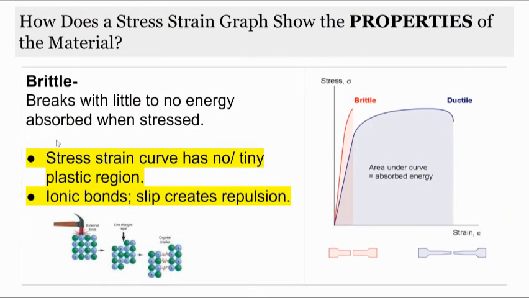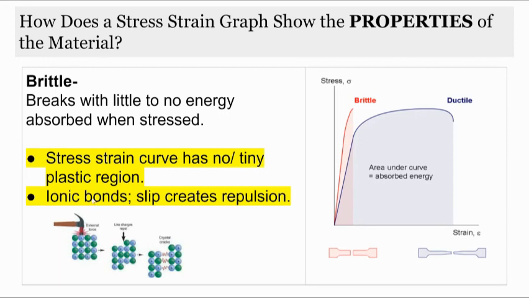All right, let's examine a couple more properties. How does a stress strain graph show brittleness? If we remember from previous classes, we define brittle as being able to break with little to no energy absorbed when stressed. So that's shown when a stress strain curve has no or a very tiny plastic region. In other words, if there's no plastic region or the plastic region is extremely small, the material is very brittle. It breaks and fractures without the ability to be plastically deformed.